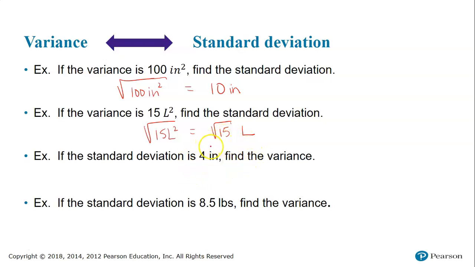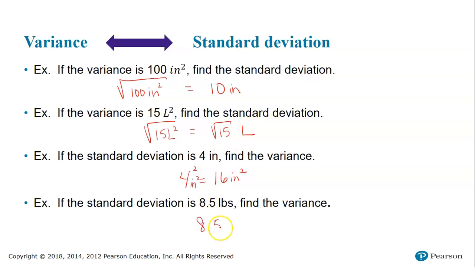But if I turn around and go the opposite direction, if I have the standard deviation and I'm asked to find the variance, then instead of taking the square root, I'm going to square it. So 4 squared would be 16. And if this were inches, then I'm going to also square that. And so it's going to be 16 inches squared. So your variance should be a squared unit, and your standard deviation is not going to be a squared unit.